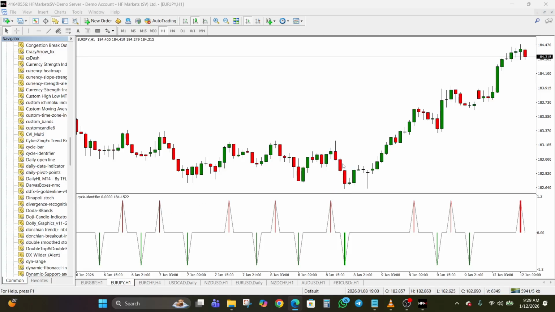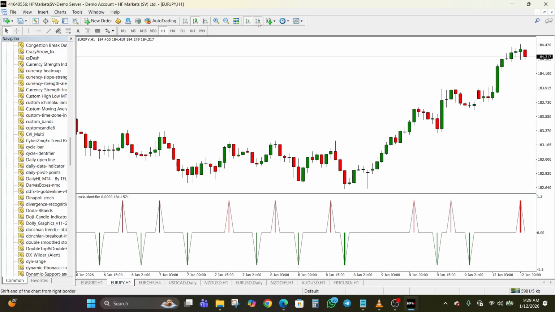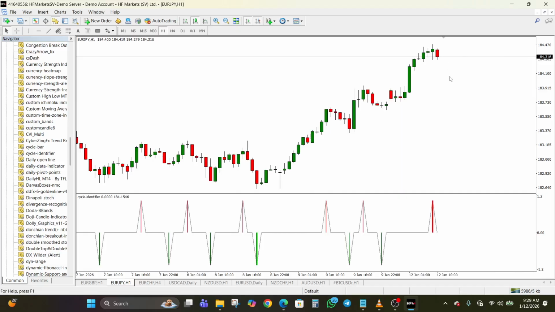On the other hand, when the downward move has possibly ended, you will notice the spike to the downside and then the appearance of this green bar, showing you that it could be a possible bullish move incoming. You can see currently this red has appeared, showing that there could possibly be a bearish move incoming. So it's a very straightforward indicator that could be a valuable addition to your trading toolkit.